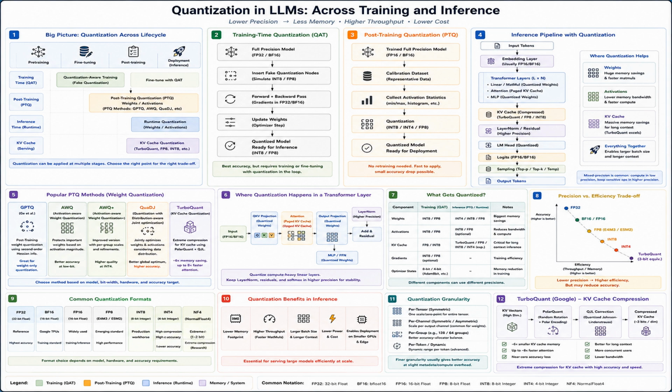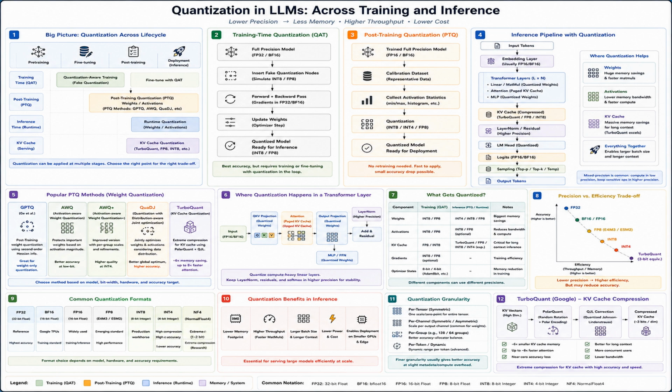Section 9 lists common quantization formats. BF16 and FP16 are widely used in training. FP8 is an emerging standard for high performance inference. int8 is the production baseline. int4 is aggressive compression. NF4 is a neural network optimized format. The choice depends on hardware support and accuracy requirements.